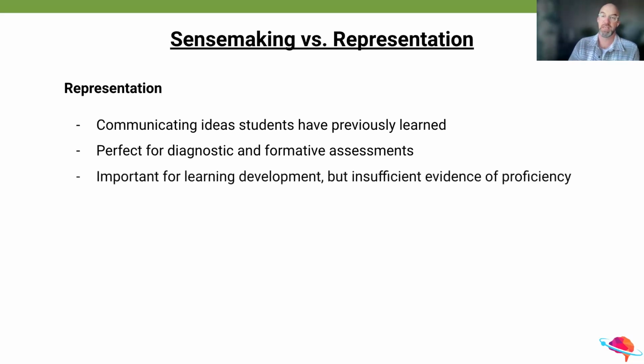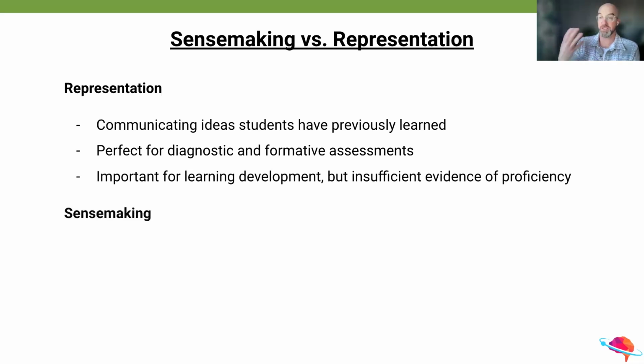That's great. And though it's good for learning development, it is insufficient evidence of proficiency. So if we ask questions like that, we can't make claims or statements about student proficiency. All we're doing is measuring what they know, not how they can apply that knowledge.